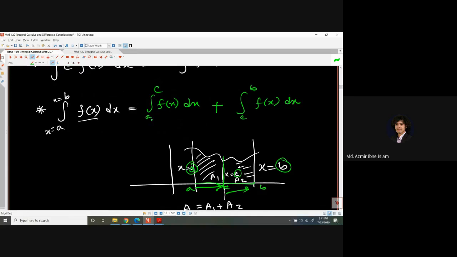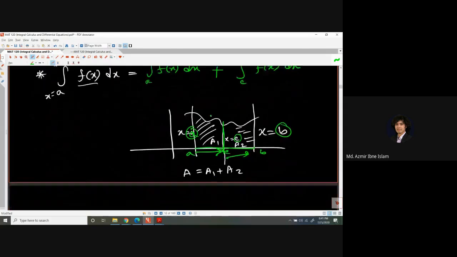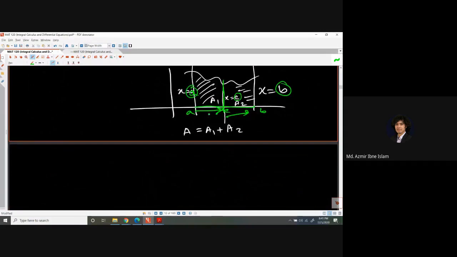Okay, so these three properties are very important. I have mentioned them here for indefinite integrals. You can also think about them for definite integrals. That means we have a lower limit and an upper limit, but the properties are the same.